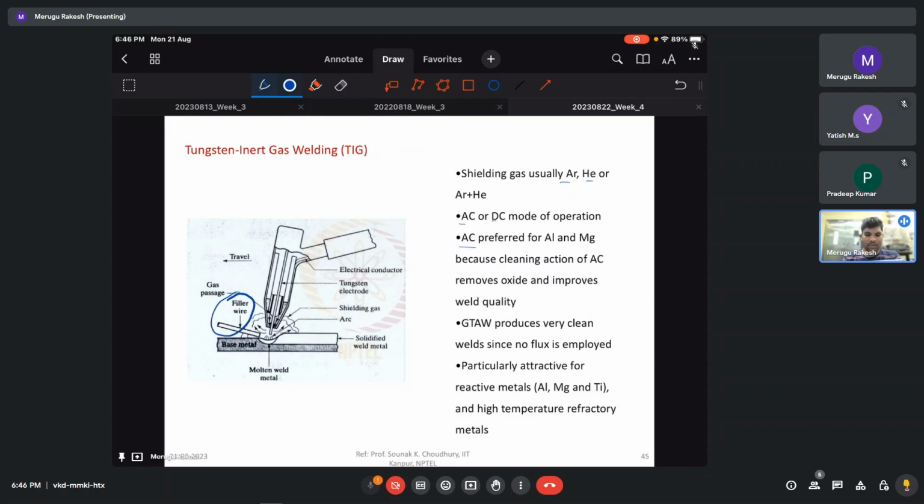AC is preferred for aluminum because the cleaning action of AC removes oxide and improves weld quality. And GTAW provides very clean welds since no flux is employed. Particularly attractive for reactive materials and high temperature refractory metals. Okay, this is typical. This provides very nice and seamless welding. It's seam welding, but a very clean welding surface as well.